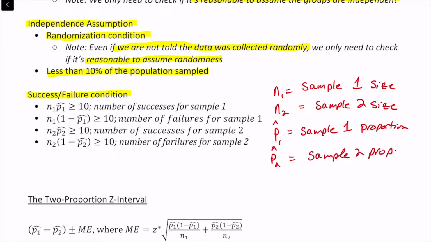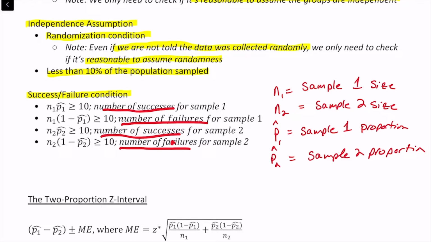So what we're saying is we need N1 times P1 hat to be greater than or equal to 10. Remember, when we take N1 times P1 hat, that gives us the number of successes. We need N1 times 1 minus P1 hat to be at least 10 as well, which gives us the number of failures. So we're checking the number of successes and failures for each of the samples. N2 times P2 hat gives us the number of successes, and N2 times 1 minus P2 hat gives us the number of failures. We need all of those to be greater than or equal to 10.